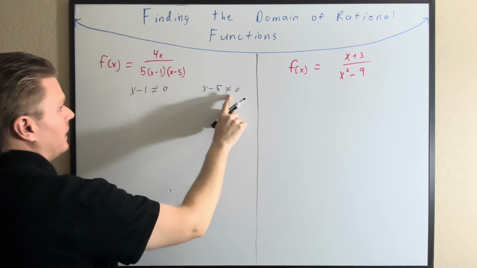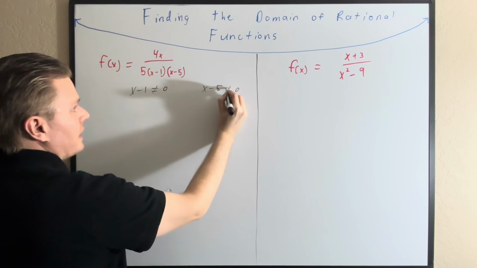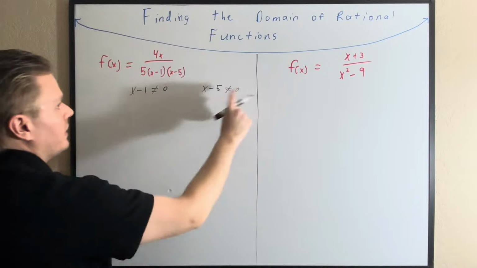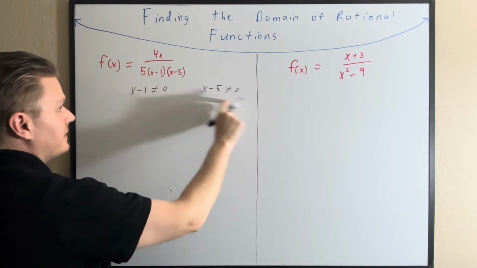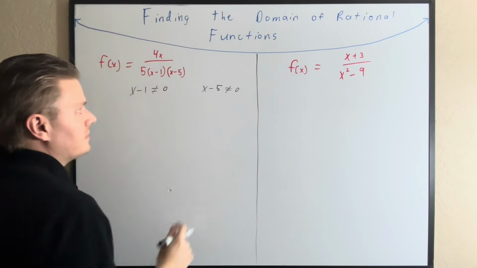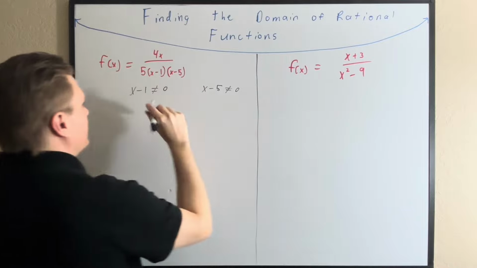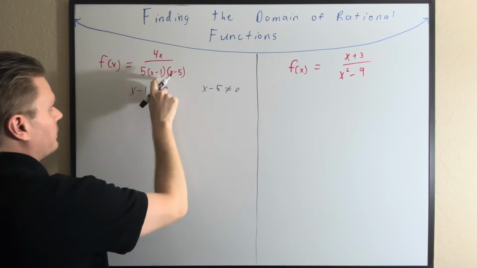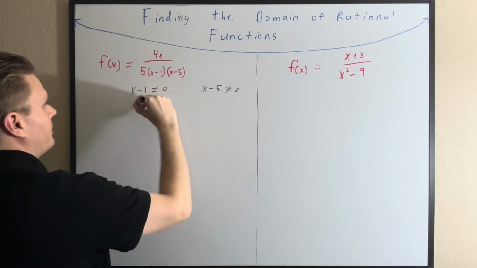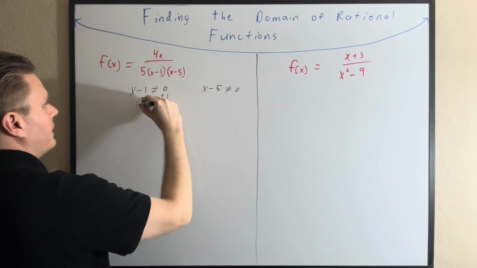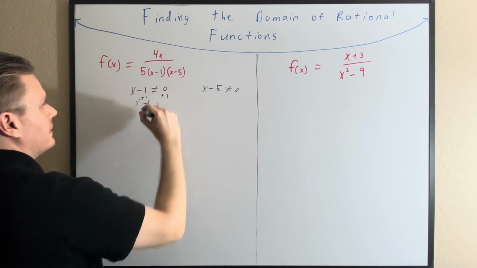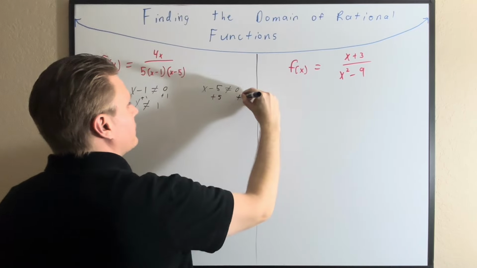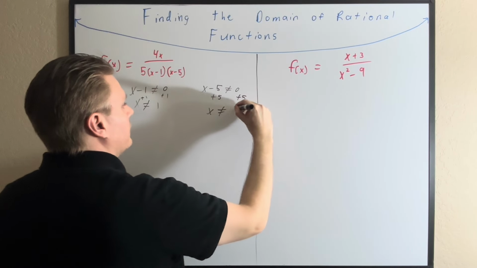So I like using that symbol, the equal sign with the slash through it, to symbolize that we do not want it to be 0. But we still got to solve this equation to see what value for x will give us that 0 that we do not want. So we add 1 to both sides, right? So x cannot equal 1. Add 5 to both sides. x cannot equal 5.